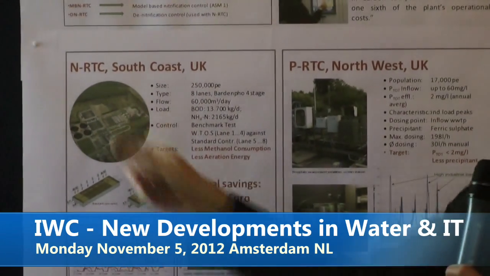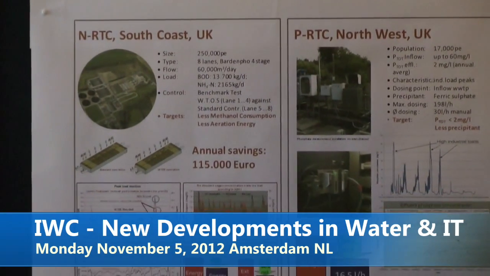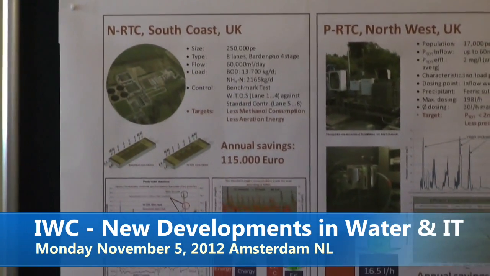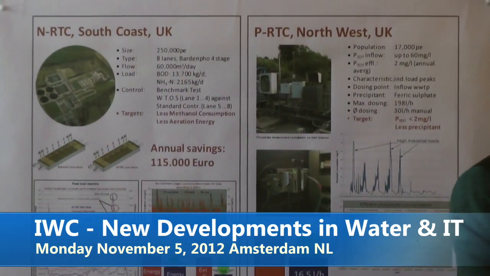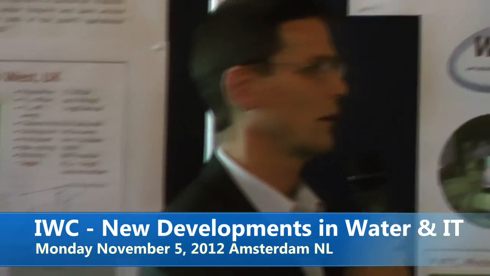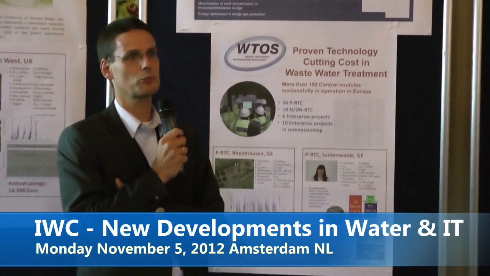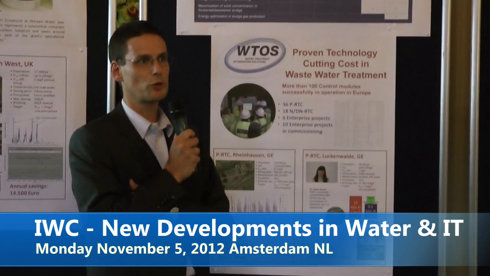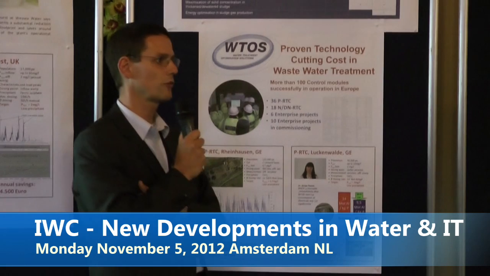I've selected this example because it was a very nice one. This was a treatment plant, or is a treatment plant, in the southern part of the UK, in Peel Common, or Southampton might be better known. The nice thing about that wastewater treatment plant was that they have 8 lanes running in parallel, and we could directly compare the performance of our VETOS NRTC to the standard operating procedure of Southern Water. The process we had to compete against was a so-called Bardenpho 4-stage process.